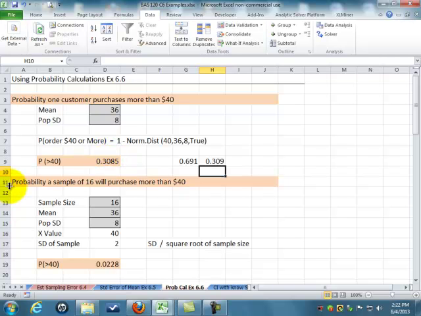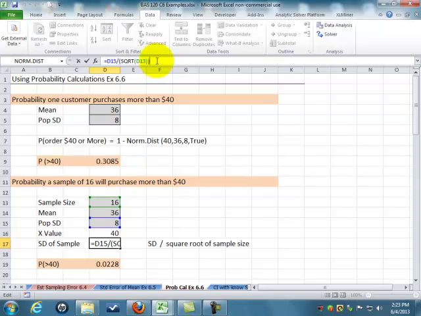Now, what's the probability that we get a sample of 16 and the average of that sample is over 40? Well, here we have the sample size we're assuming, the mean and the population standard deviation again. There's our X value. The standard deviation of the sample, remember our formula, is our population standard deviation divided by the square root of our sample size. So our sample size here is 16. That takes the standard deviation of the sample down to 2. Now we just do the same NORM.DIST equation, only our standard deviation has changed.